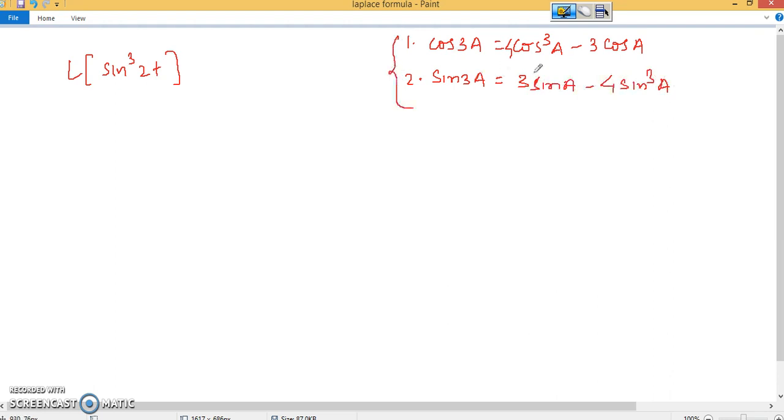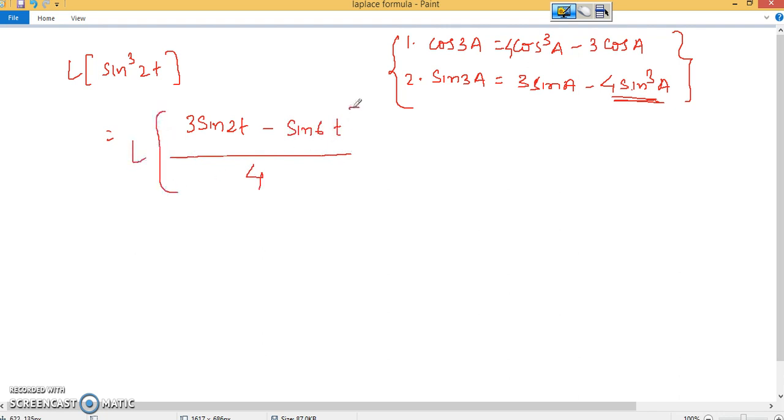These two formulas are the basic formulas. By using them you can convert these cubic expressions into the compound angle form. So here sin cube a is equal to, from this side, 3 sin a minus sin 3a, divided by 4. Here a means 2t, so it becomes 3 sin of 2t minus sin of 6t, divided by 4. This is the Laplace we can write for sin cube of 2t. Okay, understood this one?